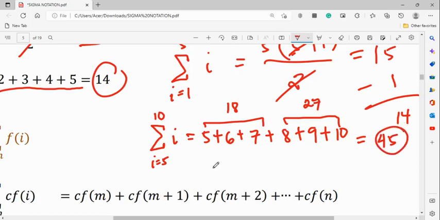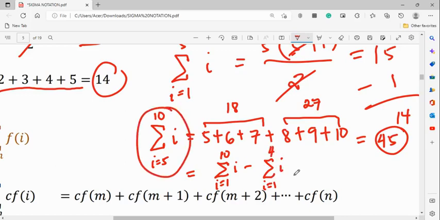Pero you might think of this. Pwede ka mag-breakdown dyan. Breakdown mo into summation of I starts from 1 to 10. Tapos tatanggalin mo yung I starts from 1 to 4. Mula kay 1 to 10 para makuha mo tong 5 to 10. So, this can be another way, no?